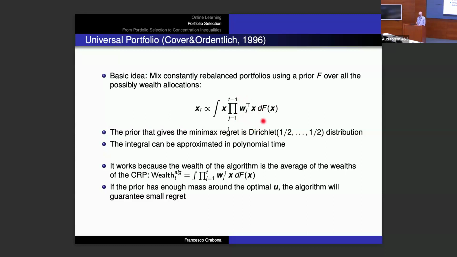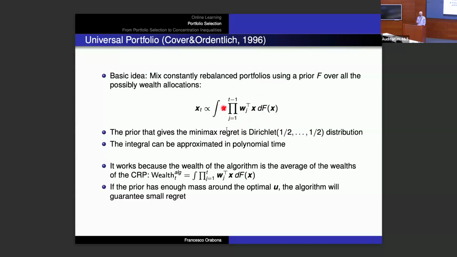And what is the prior? He also showed that the optimal prior is a Dirichlet(1/2, 1/2, ..., 1/2) distribution, with one parameter on each stock. This is the optimal thing. Now, the integral is a little bit annoying, but it can also be approximated in polynomial time. There are later papers in which they showed how to do it.